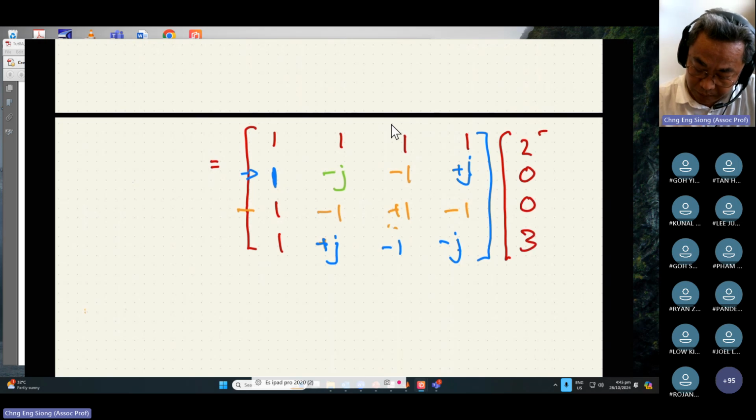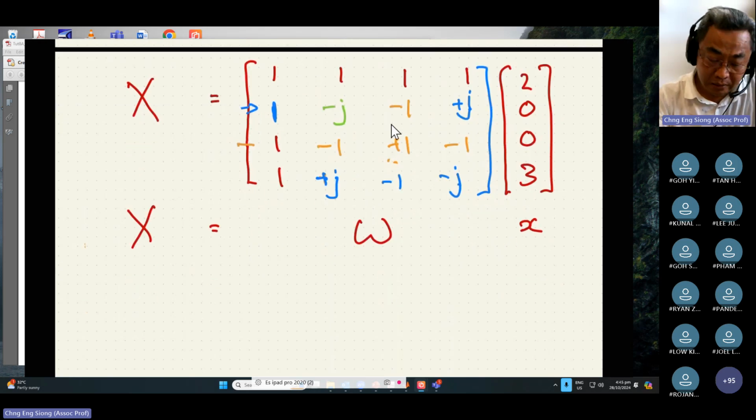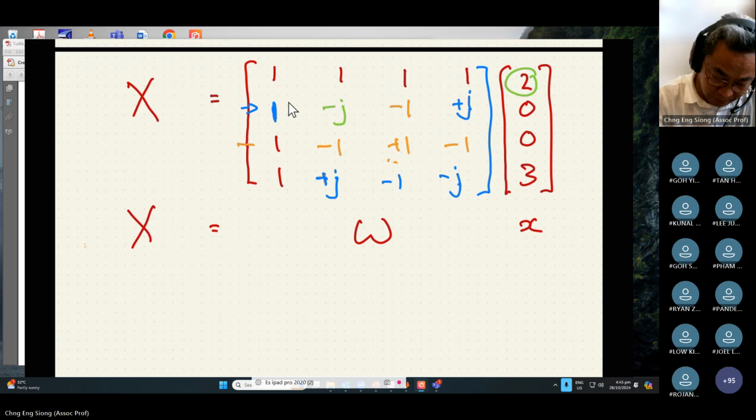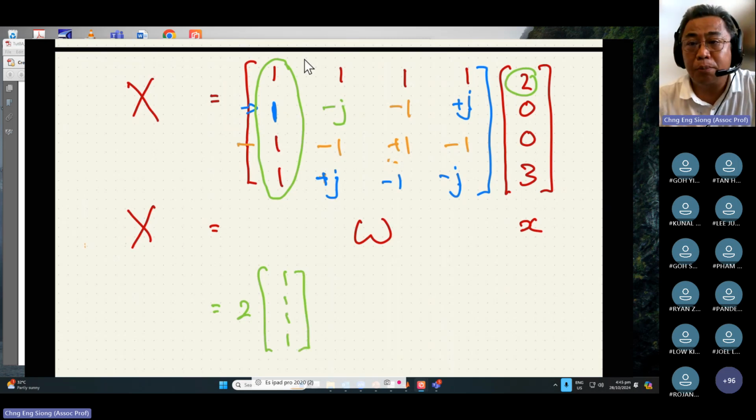2003 here. So this is W, this is small x, and then now we can find the big X. And the idea is very simple now. We just need the first element, which is non-zero, times this guy. So I'm going to write down 2 times 1, 1, 1, 1. So this is a matrix vector multiplication.